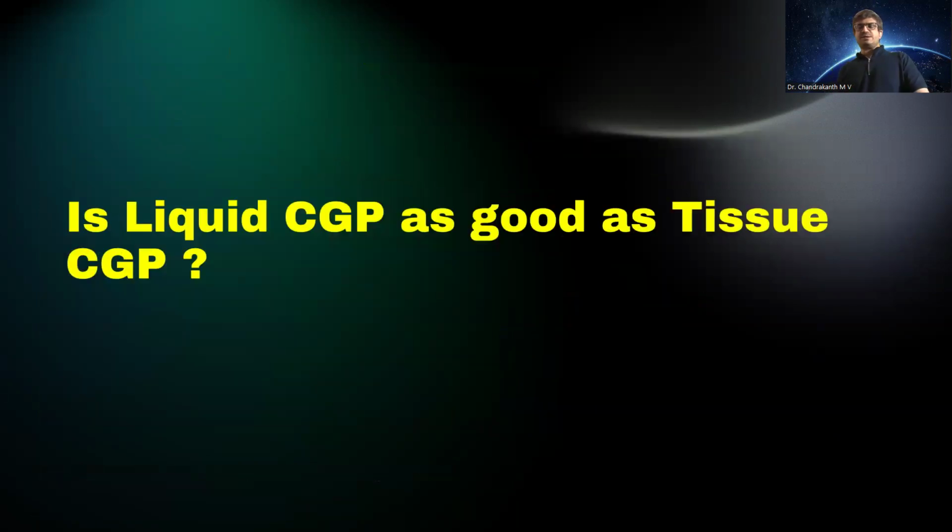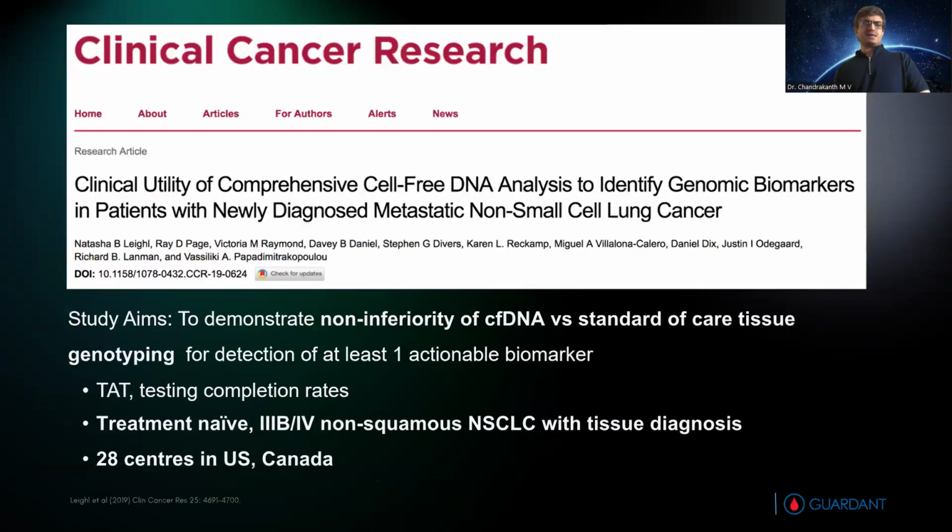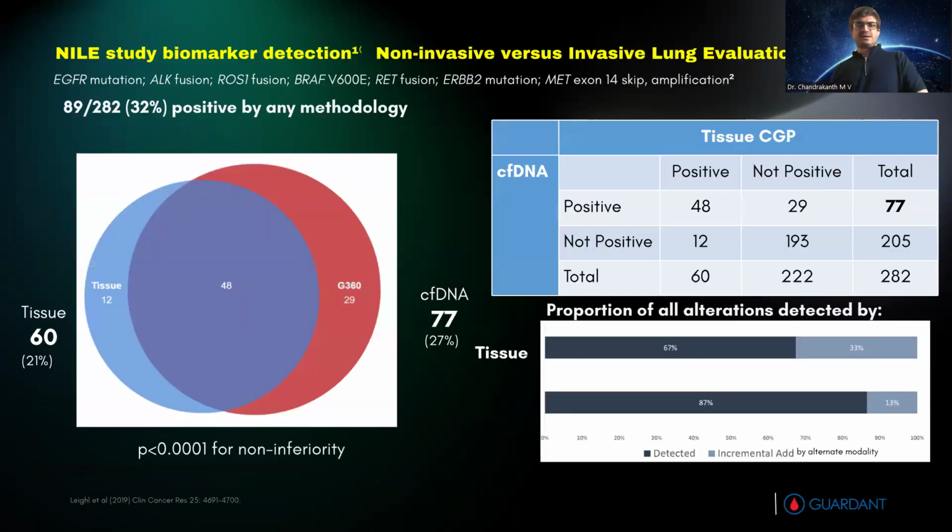So is liquid biopsy as good as tissue? The answer is yes. This is the study, called the NILE study. NILE is non-invasive versus invasive lung cancer evaluation. Just look into the two circles. Tissue is the blue circle and liquid is the red circle. You can see that 48 patients had both tissue and liquid positivity. 12 patients had only tissue and 29 patients had only liquid.